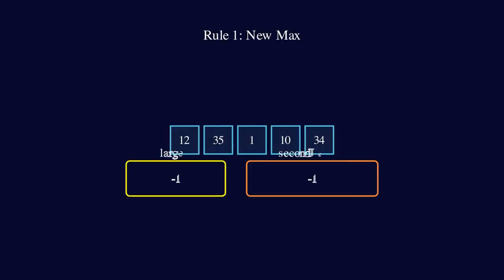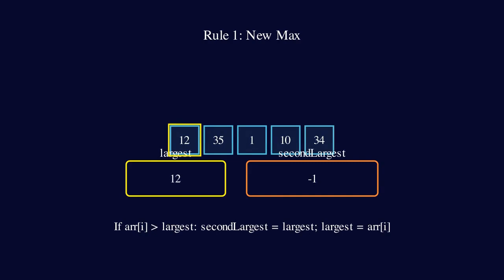If the current number is greater than largest, first copy largest into second largest, then set largest to the current number. Think of it as shifting everything down by 1. This keeps the top 2 values correct as we continue scanning the array.